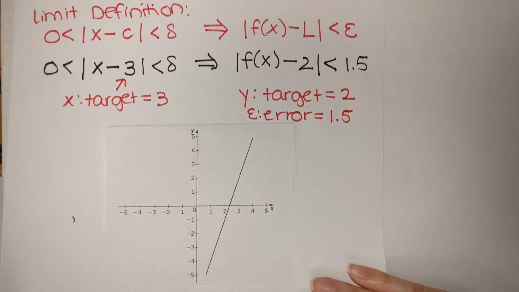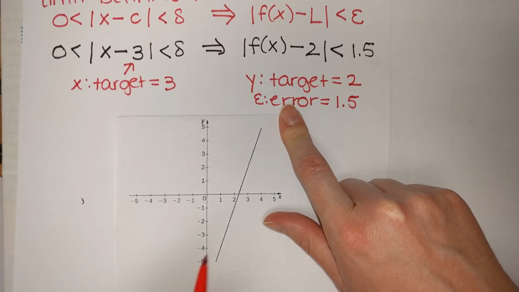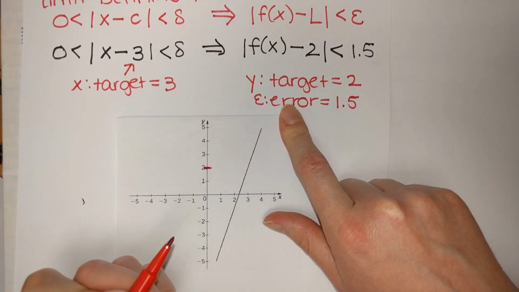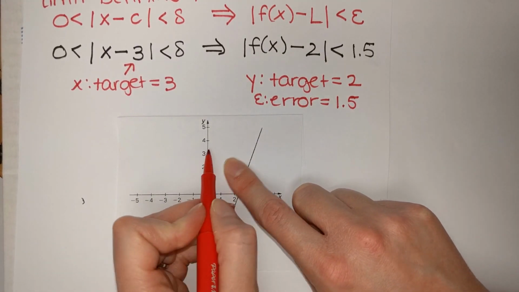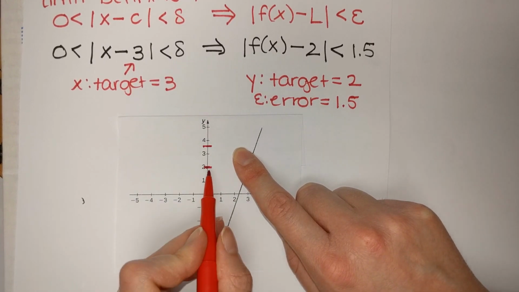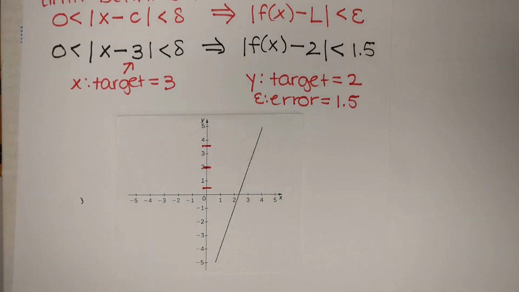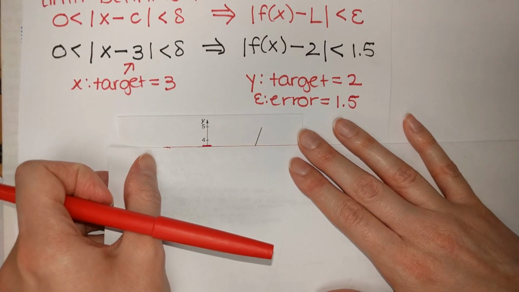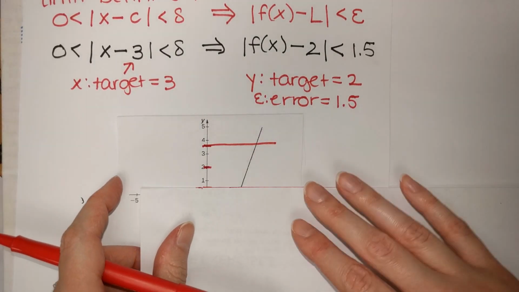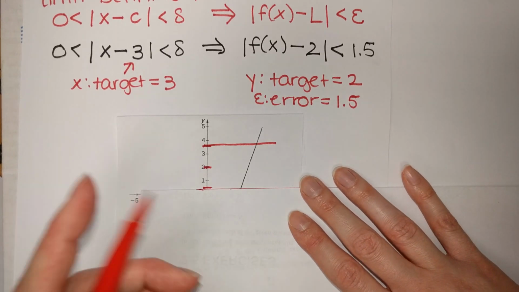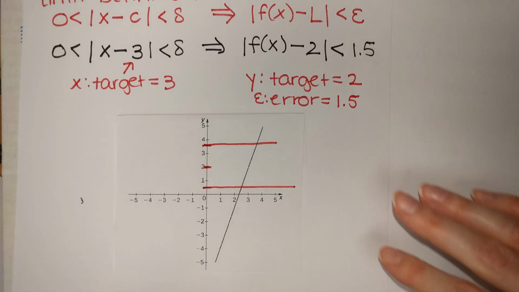All right, so looking at the graph here, we start off at the end of these inequalities. So we start thinking about our y target. So our y target here is 2, and then the error is 1.5. So we have to go 1.5 up to 3.5, and we have to go 1.5 down to 0.5. Now, we then use that to construct our epsilon band. So here, if I continue this out, that will be the beginning of my epsilon band. And if I continue this out, that's the other part of our epsilon band.